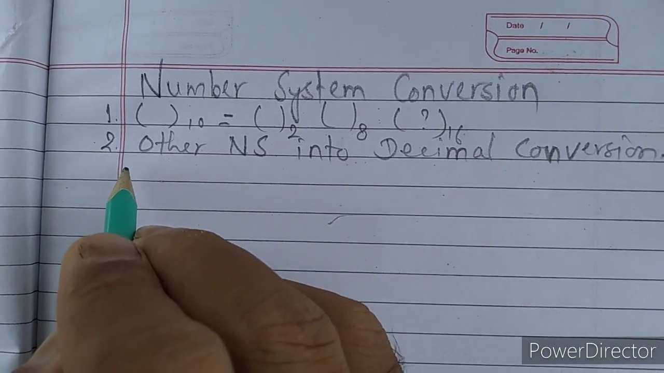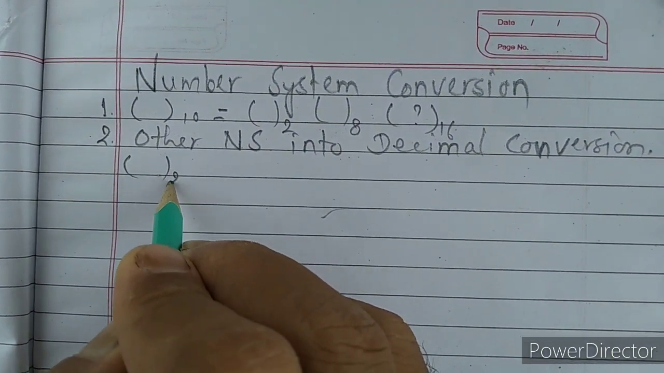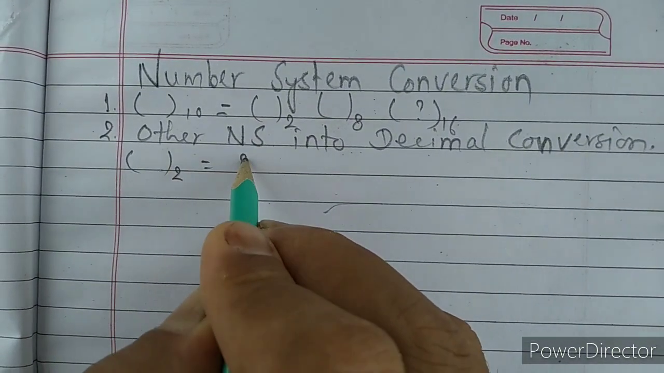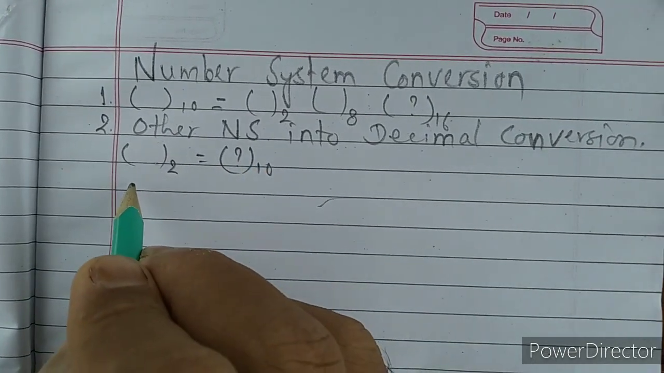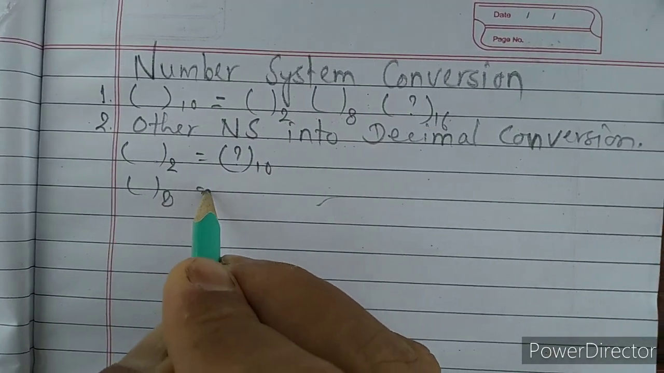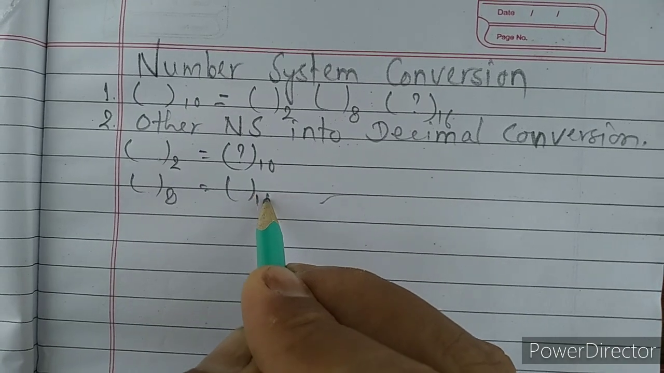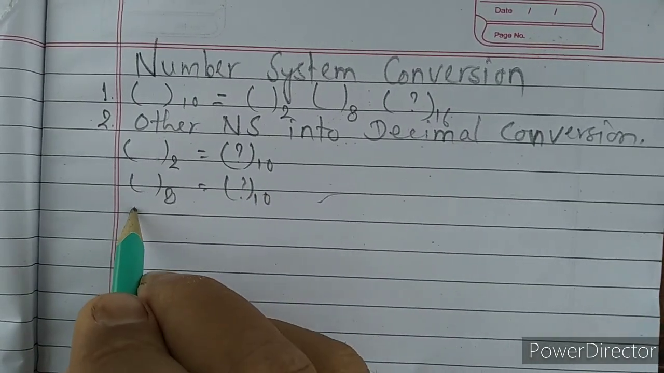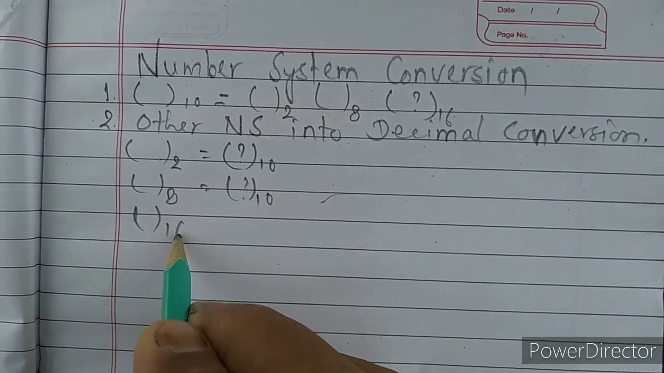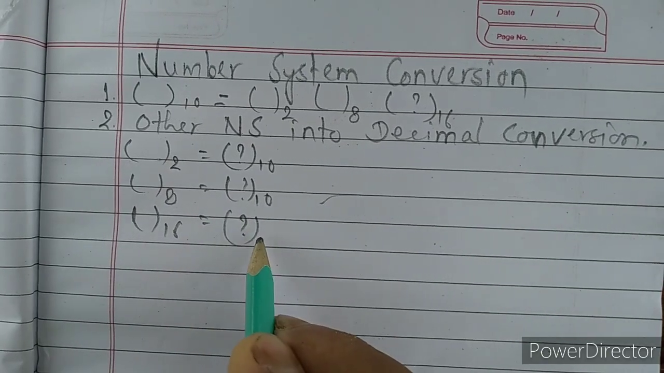That means if a binary number is given and the decimal number system is asked, or octal is given and decimal is asked, or hexa is given and decimal is asked.